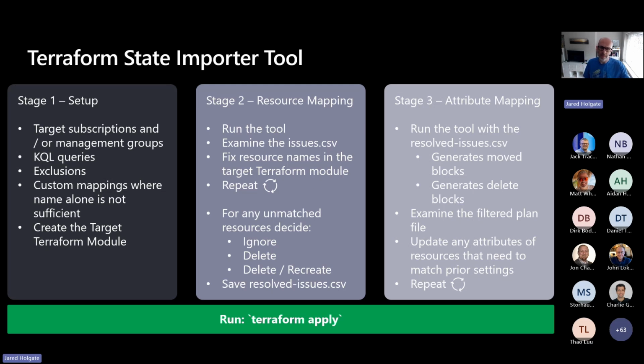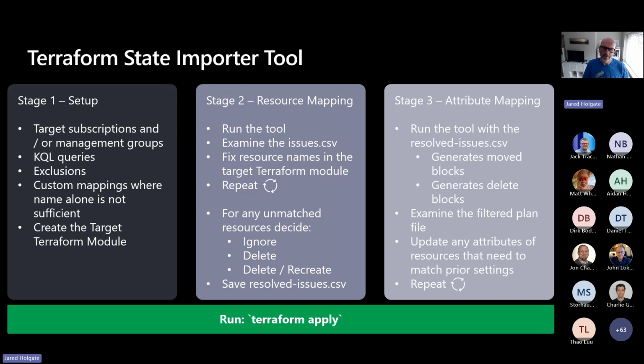And then it's going to spit out a plan. With the plan, it filters out all the things that are maybe not of interest. So things that it's creating new or things that don't have any changes, it's going to exclude all those from that plan file.